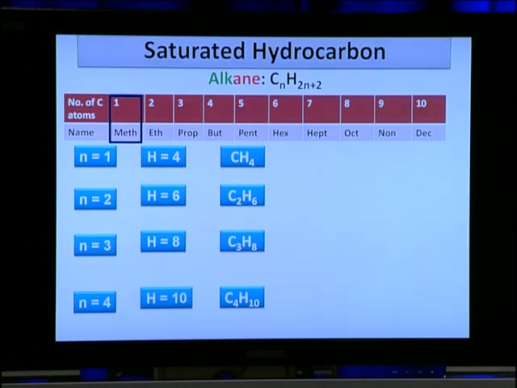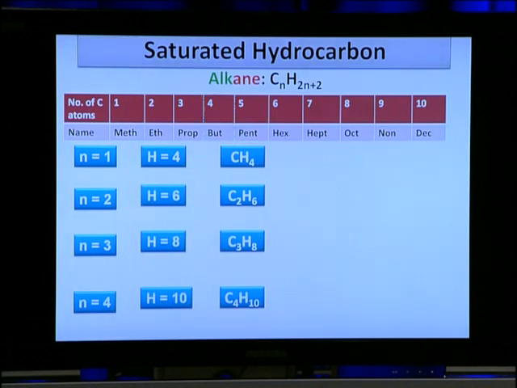When the number of carbon atoms is 1, we give the name to the hydrocarbon as meth. Meth should be given as a prefix. When the number of carbon atoms is 2, we name the hydrocarbon as eth, meaning we assign eth as a prefix to this compound. When the number of carbon atoms is 3, we assign the prefix prop. And when the number of carbon atoms is 4, we assign the prefix but.